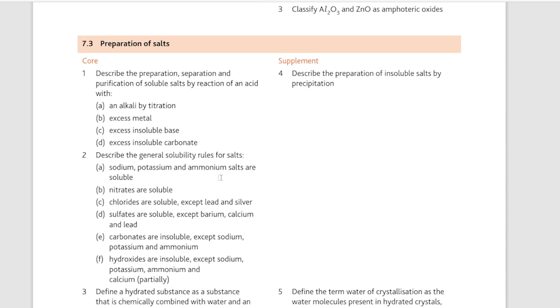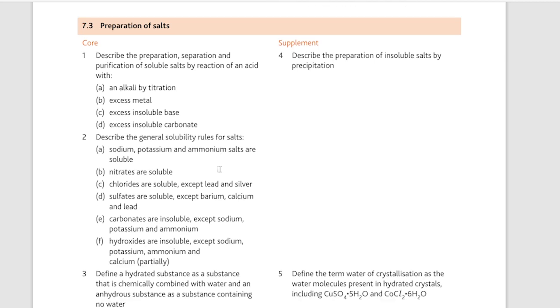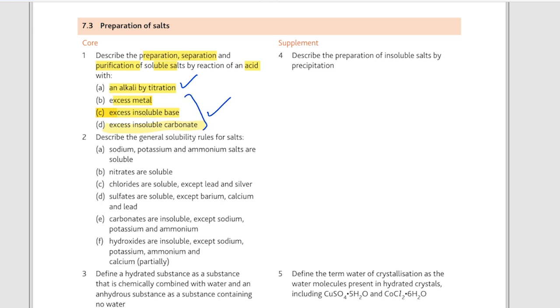What kind of preparation of salt can we observe? What are the points there? You have to describe the preparation, separation and purification of soluble salts by reaction of an acid with an alkali by titration, excess metal method, excess insoluble base, excess insoluble carbonate will react with acid. So acid can react in the titration process. This one will be our second method, B. Method B preparation will be with the excess metal, excess insoluble base, excess insoluble carbonate.